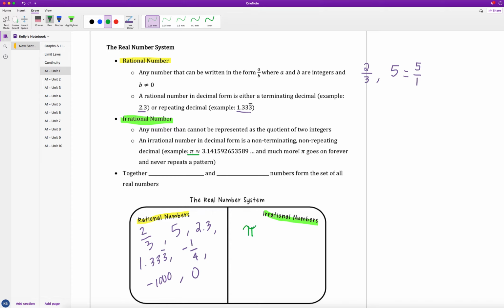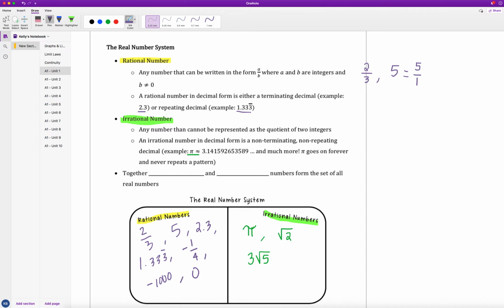So down here in our table, I'm going to go ahead and list pi as our first irrational number. Another common example that you'll see is some square roots. So any square roots that are not perfect squares would be an irrational number. So for example, the square root of 2 is an irrational number because 2 is not a perfect square. The square root of 5 is also an irrational number. And I could also go 3 times an irrational number will also still give me an irrational number. So 3 times the square root of 5.